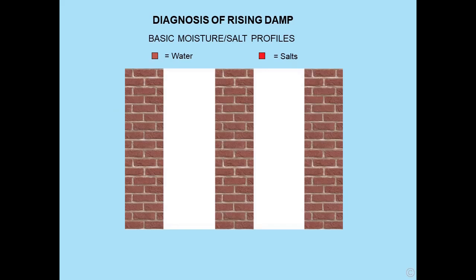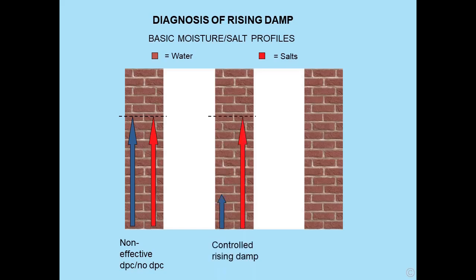So, back on to the diagnosis of rising damp. Again, this was covered earlier. The basic moisture profiles, non-effective DPC or no DPC. Remember, the salts mark the history of the rising damp, namely the maximum height to which it once rose. In this case, the salts and the free water are rising to the same height. Secondly, controlled rising damp. Damp once rose as indicated by the distribution of salts to a much higher position. Free moisture is now only rising to a small proportion of that position.